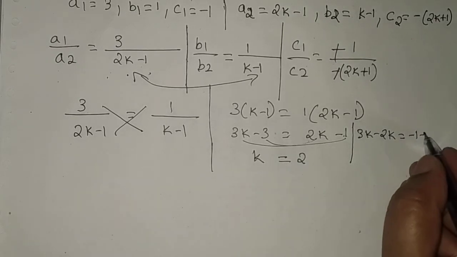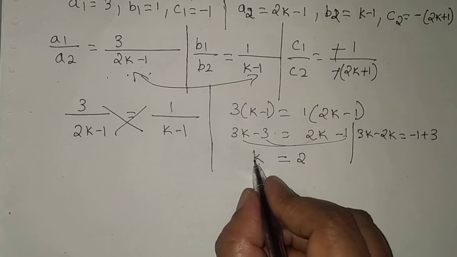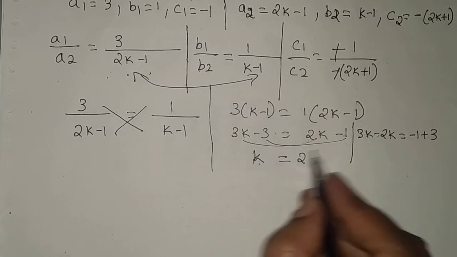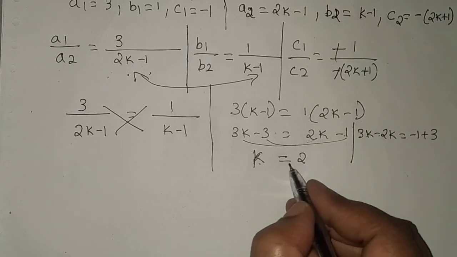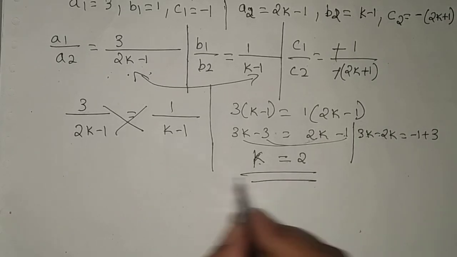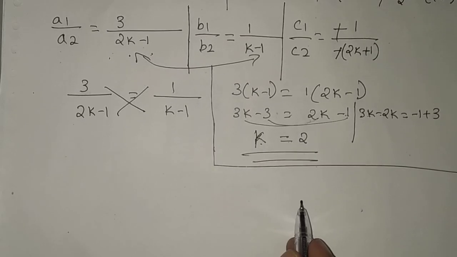So 3k minus 2k is equal to minus 1, and 3 comes to this side, meaning plus 3. After this we get k is equal to, minus 1 plus 3 will become 2. So this is k. We finished getting k here.